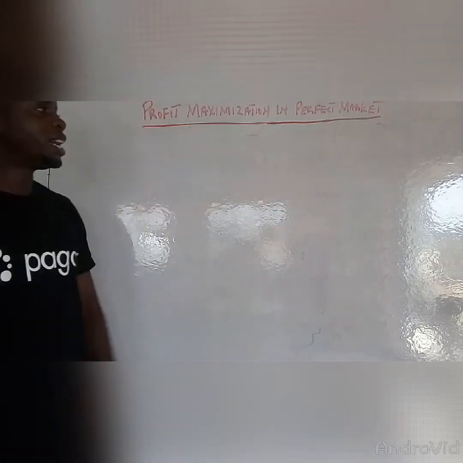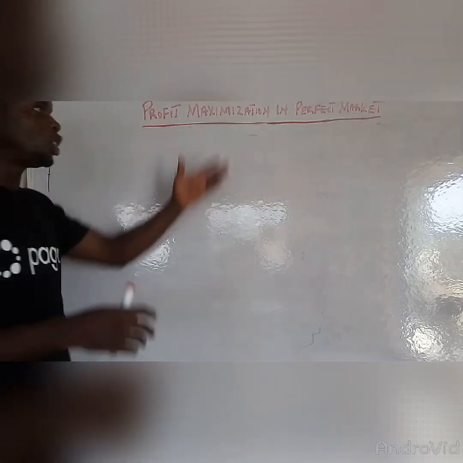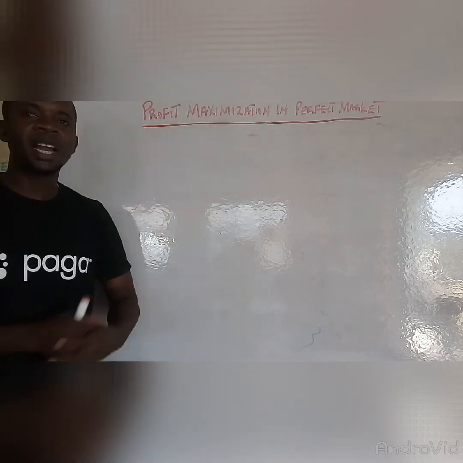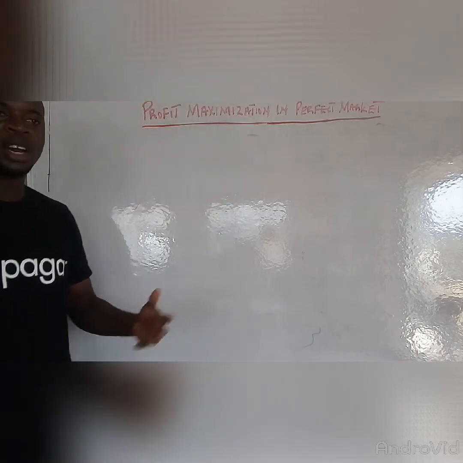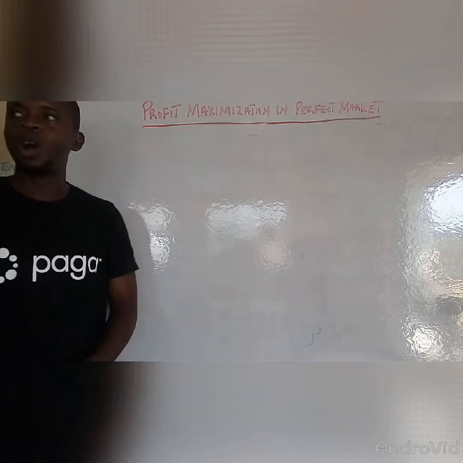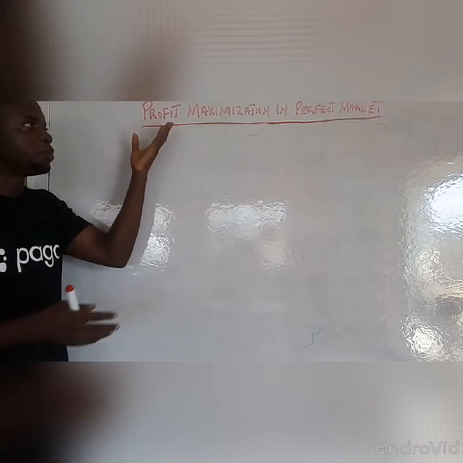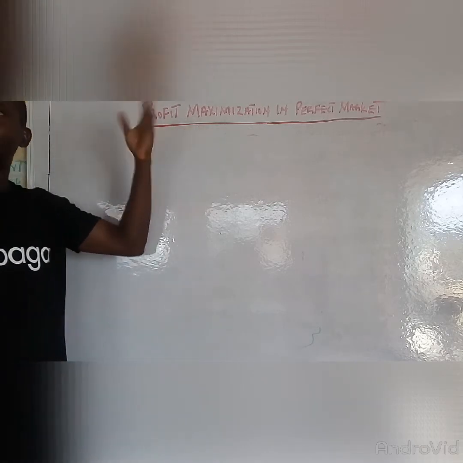What we are going to be looking at today is profit maximization in perfect market. I've explained previously that perfect market is a market whereby the degree of rivalry is zero among sellers or firms that operate in the market. Now, the concept of today is basically on profit maximization.